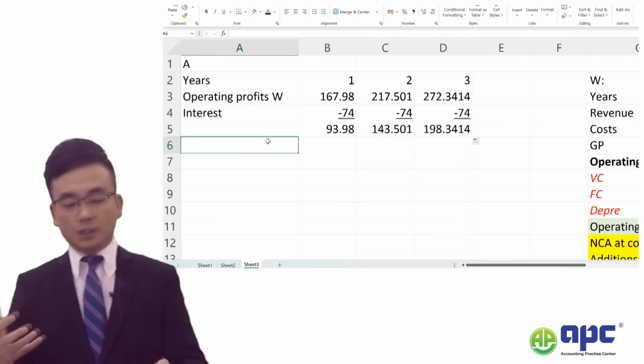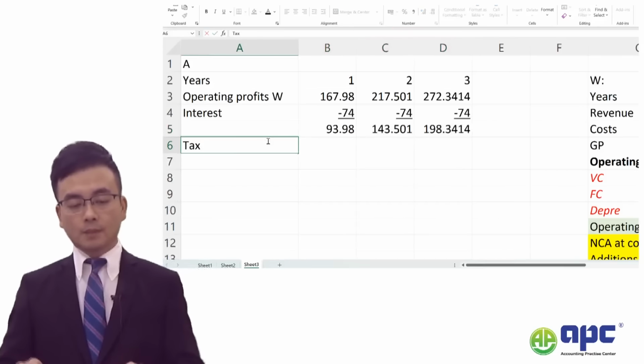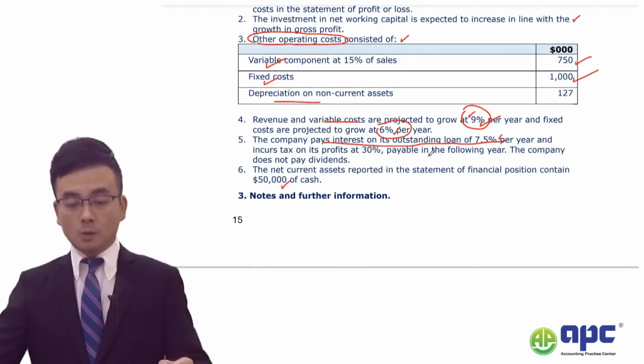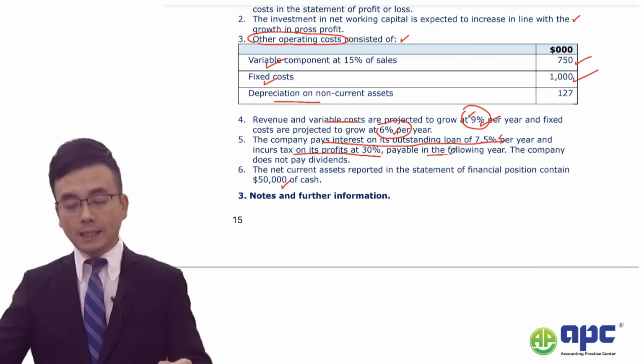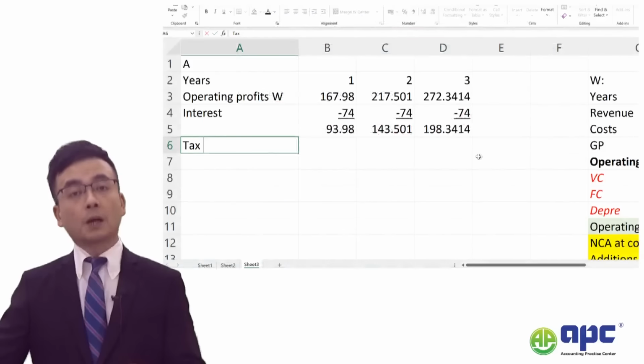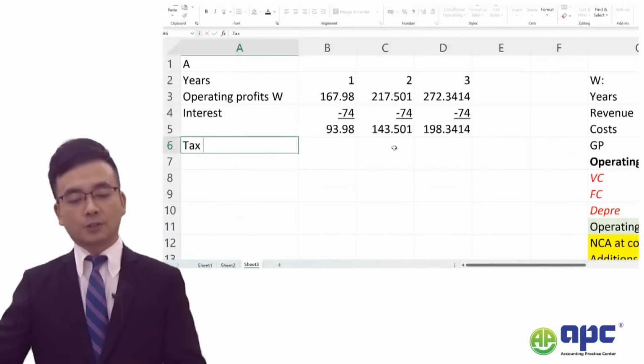The next thing, of course, you need to pay tax. Pay tax by how much? Well, tax on profit, 30%. But payable in the following year. It's just to be the tax payment in arrears. So sometimes that could be tested. So that's why I like to use this approach when we are computing free cash flows to equity.